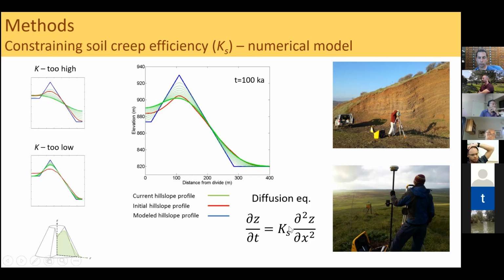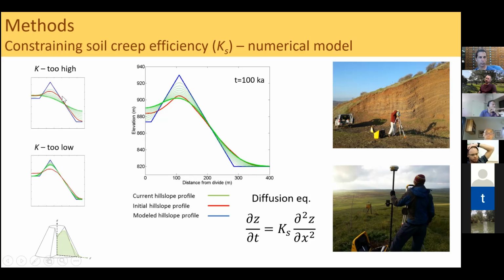Okay, so we are left with only one missing parameter, which is the one that we are looking for, which is the efficiency of soil transport. It's kind of a black box. We don't really know what influences soil transport efficiency, but as I show you, we can say something about it. So we just run the model for a range of values for this parameter, this diffusivity coefficient, and we find the best fit solution.